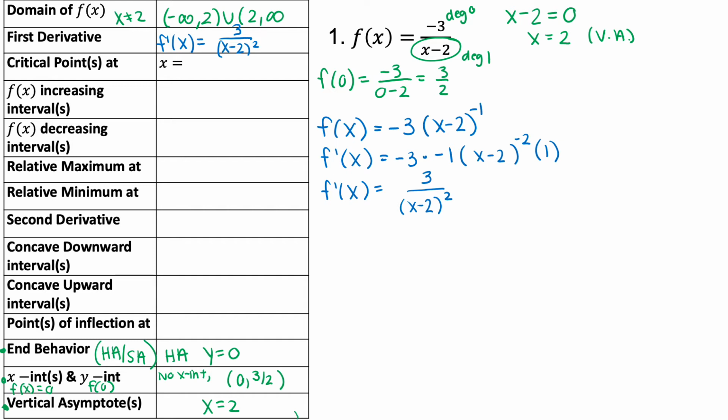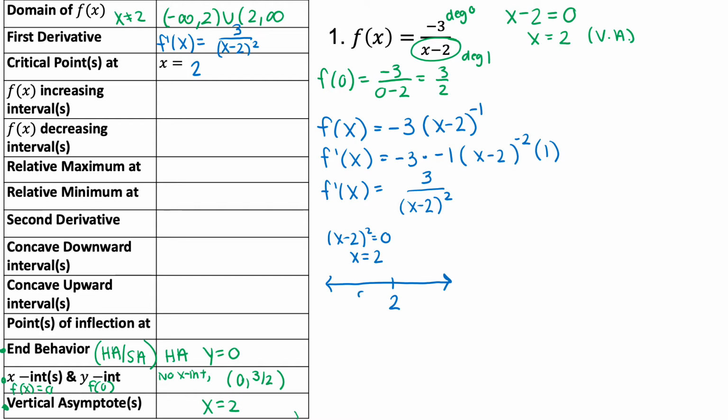Okay, from here, just like we did in the last couple of days, we want to find our critical points so that we can identify our intervals of increasing and decreasing and any relative minimums or maximums. So remember, to find our critical points, we set the numerator equal to 0. Doesn't happen. We set our denominator equal to 0, so we have x minus 2 squared equals 0, and we get a critical point at x equals 2. So we can go ahead and set up our number line. And we're testing points around 2. Remember, x equals 2 was our vertical asymptote.